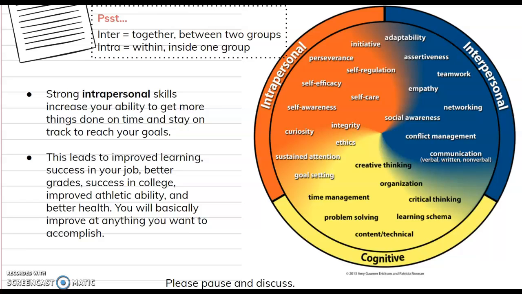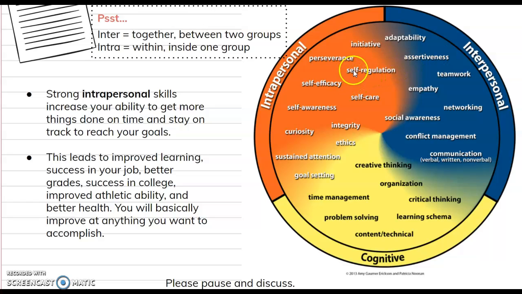Let's take a look at the orange or red intrapersonal portion of this college and career competency wheel. Some of the words that point out to me in this section are initiative, perseverance, self-regulation, self-efficacy, self-care, self-awareness, curiosity, and integrity. And then we kind of have some blended words of ethics, sustained attention, and goal setting, which are also considered a portion of the cognitive piece of the wheel. Today, we are obviously looking at self-regulation.